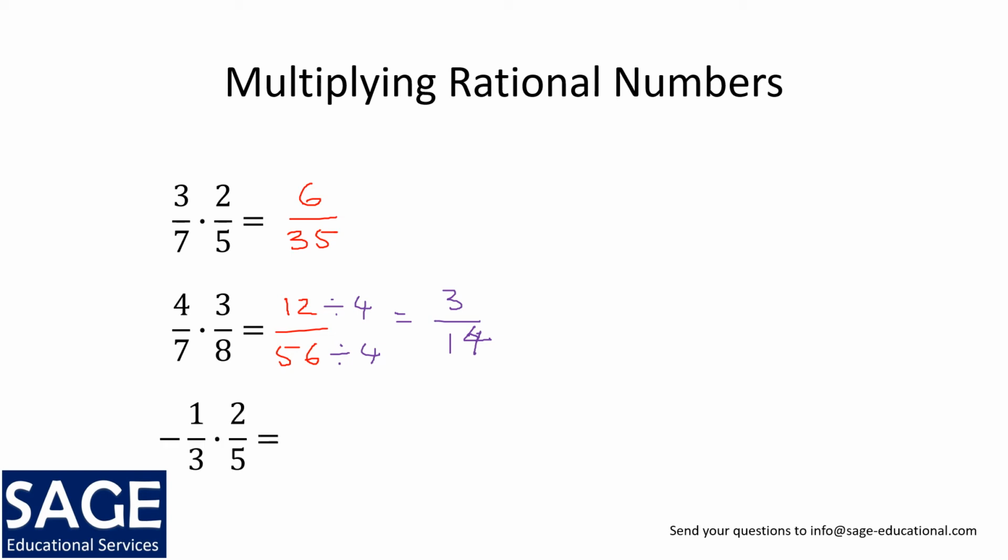Let's see this example here. One fraction is negative, the other fraction is positive. A negative times a positive is a negative. 1 times 2 is 2, and 3 times 5 is 15. There's no number that divides both 2 and 15, so there's nothing much I can do to simplify this, and that would be the answer.